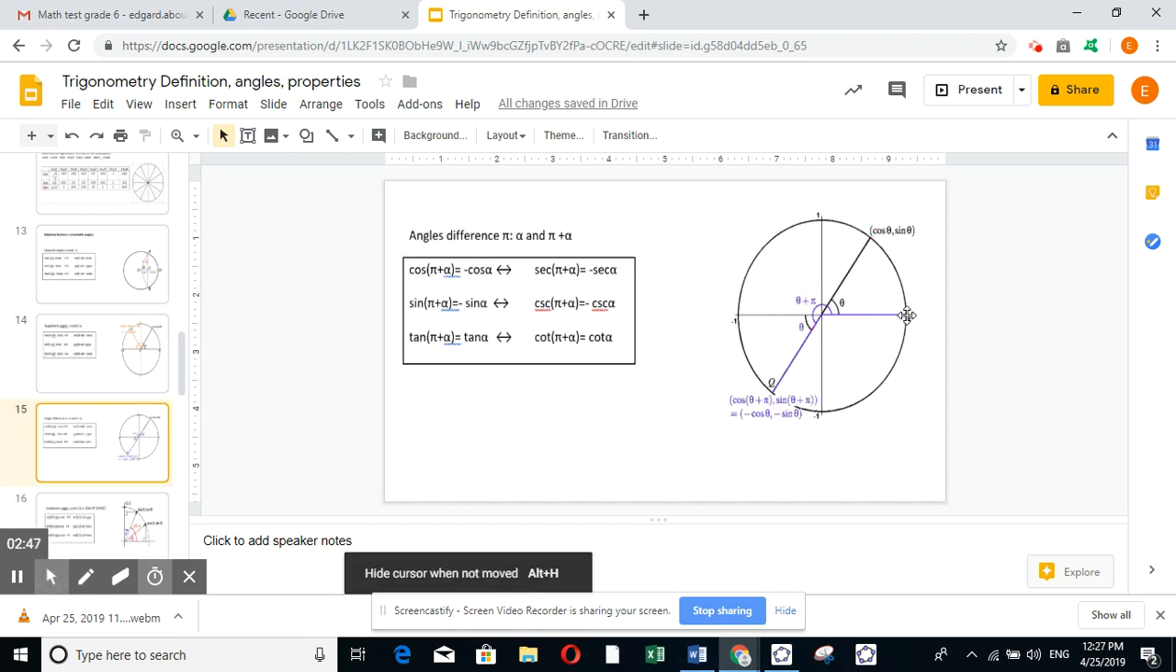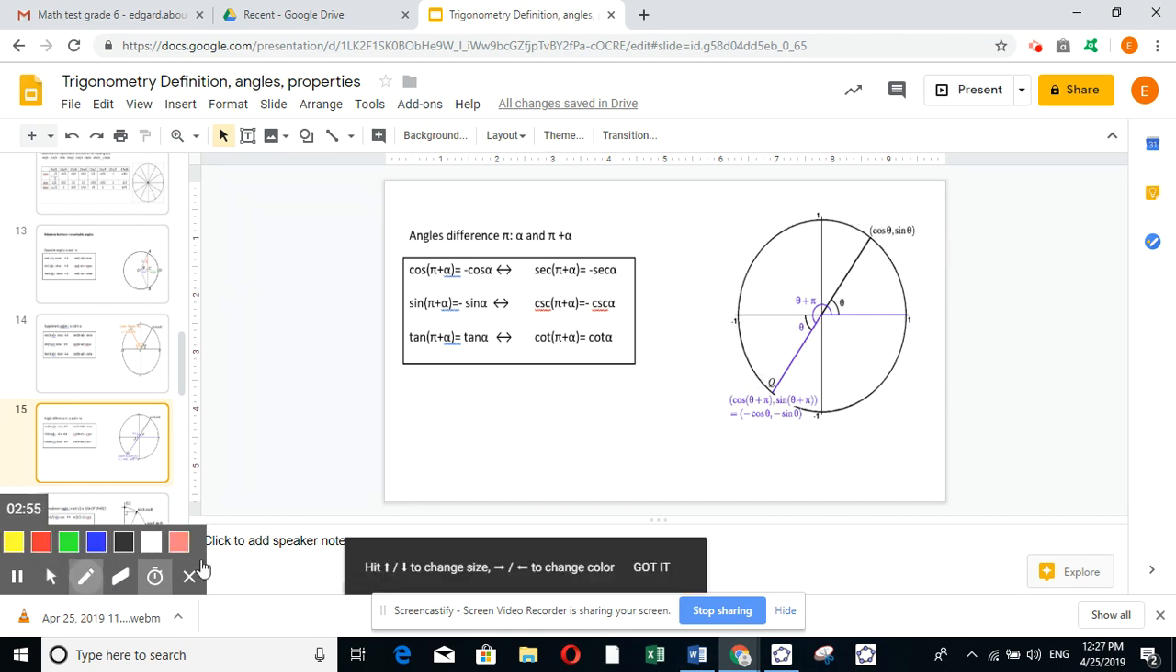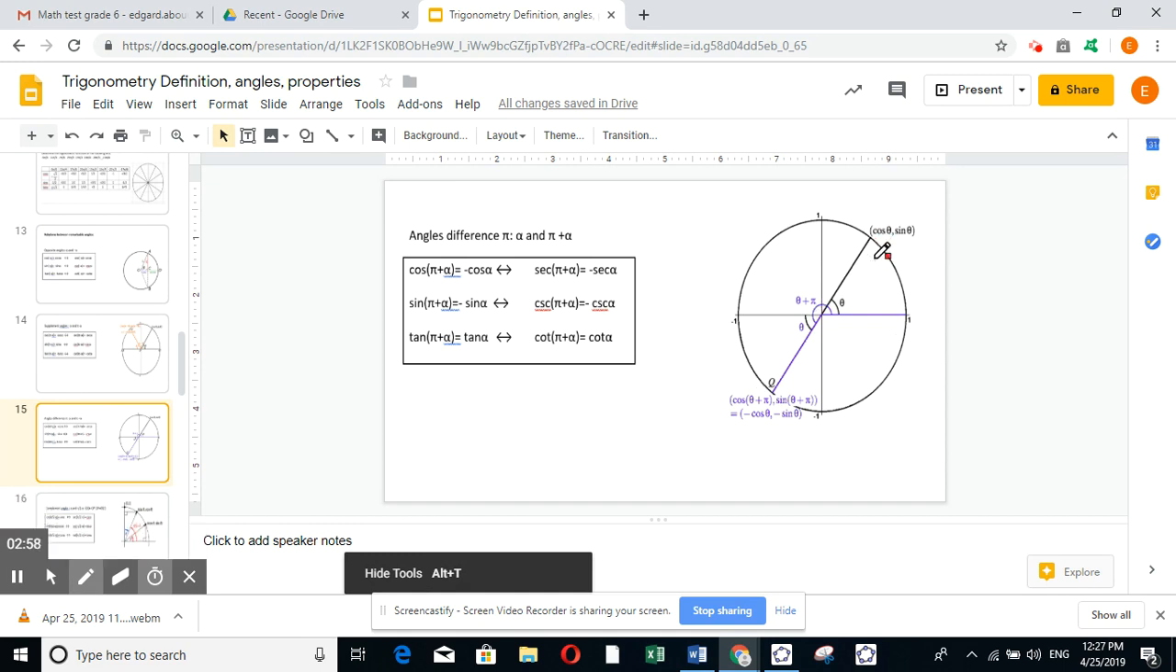If you have alpha, and this is theta, let us say theta, theta and pi plus theta, so diametrically opposite. So these two triangles are congruent because this angle is equal. You have an angle 90 here, you have an angle 90 here, and radius 1, radius 1. So as you can see, this is the cosine of theta, this is cosine of pi plus theta. So they are equal but opposite sign, and same for sine. This is sine theta and this is sine of pi plus theta. They are equal but opposite sign.